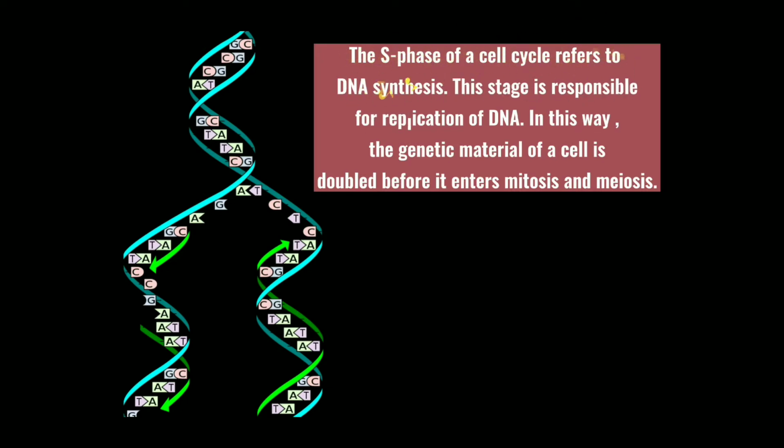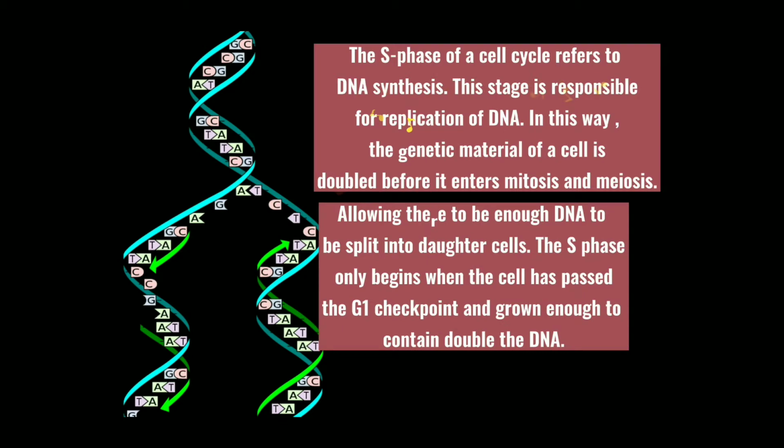This stage is responsible for replication of DNA. In this way, the genetic material of a cell is doubled before it enters mitosis or meiosis, allowing there to be enough DNA to be split into daughter cells. The S phase only begins when the cell has passed the G1 checkpoint and grown enough to contain double the DNA.